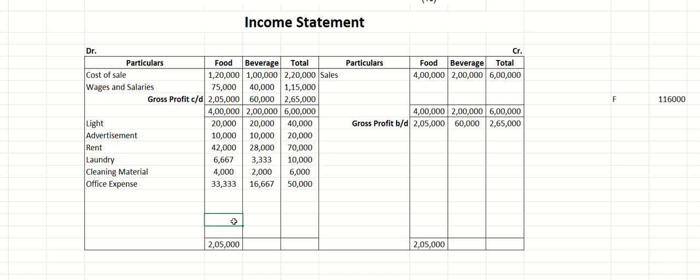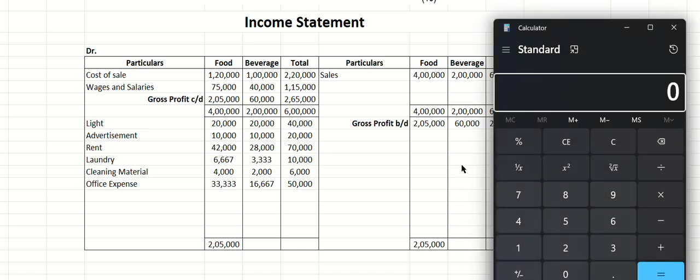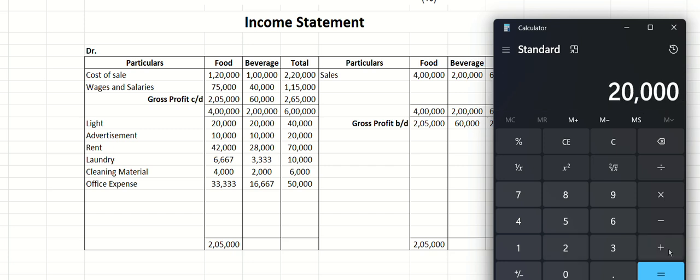Now, what about the beverage department? There is no other income, just one income, that is, we have made a revenue of 60,000 rupees from the beverage department. Now we can see what expenses are to be considered. 20,000 rupees of light, 10,000 rupees of advertisement, and the rent is 28,000, plus 3,333 for the laundry. Cleaning material expense is 2,000.